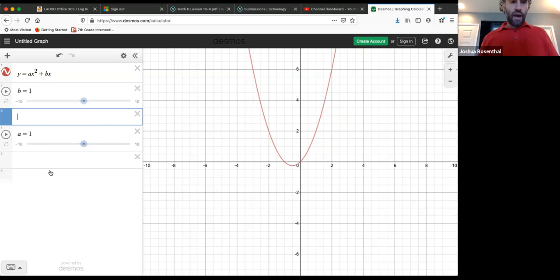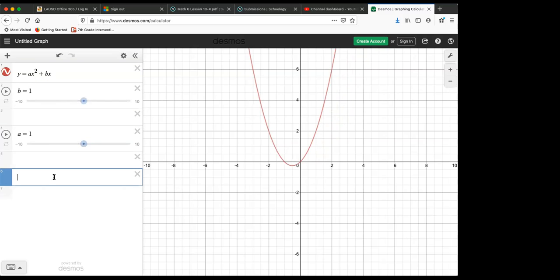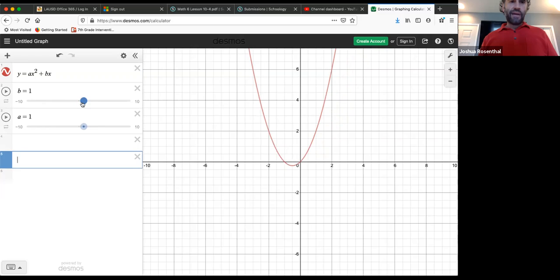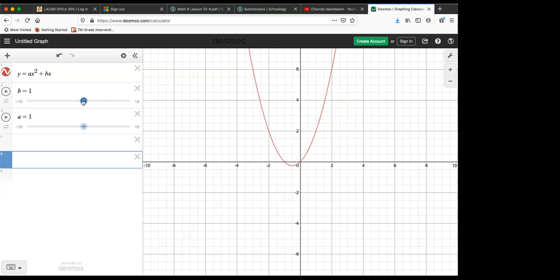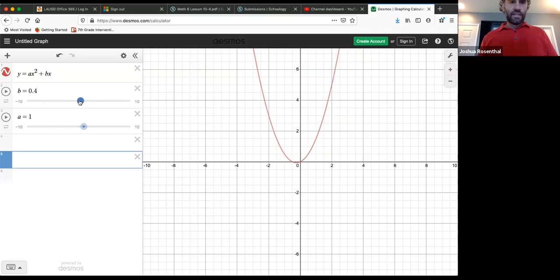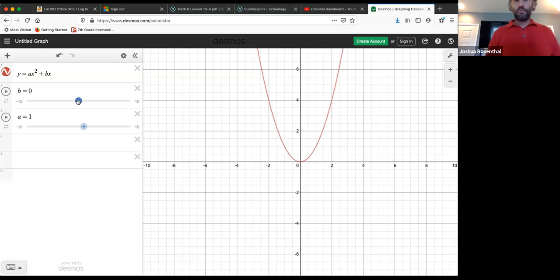Now, guess what you have? You have another slider. So see, b is a slider and a is a slider. What happens when b is 1? It did something, right? If b is 0, then you don't have that term. That gets me back up to what we call the parent function.